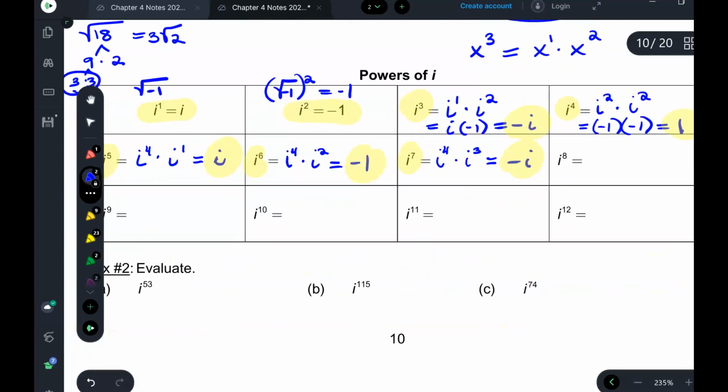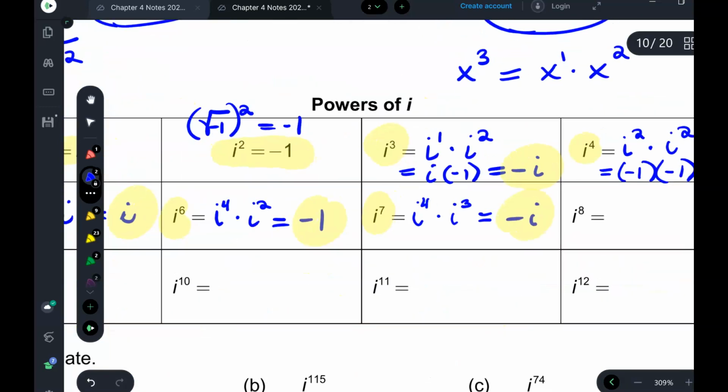Now, look at i to the 7th. Remember my rule for exponents. I can rewrite a 7th power as i to the 4th times i to the 3rd. Why would I do that? What did we say i to the 4th was equal to?